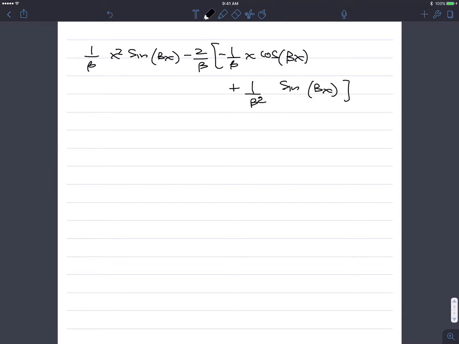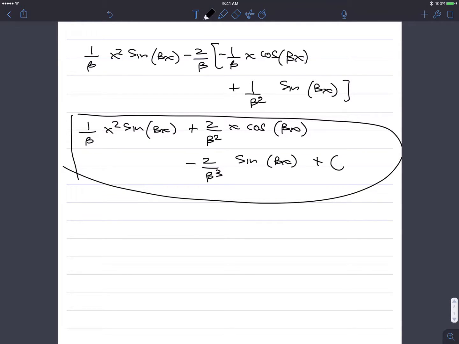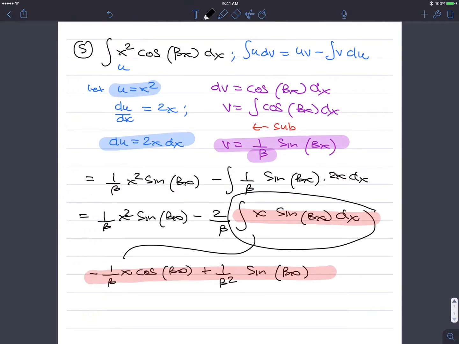Okay. Let's simplify this here. We get 1 over beta. Let's put it a little lower. I get 1 over beta times x squared sine beta x plus 2 beta squared x cosine beta x minus 2 beta cubed sine beta x. Don't forget to add your c. This is the integral. That was number 5.